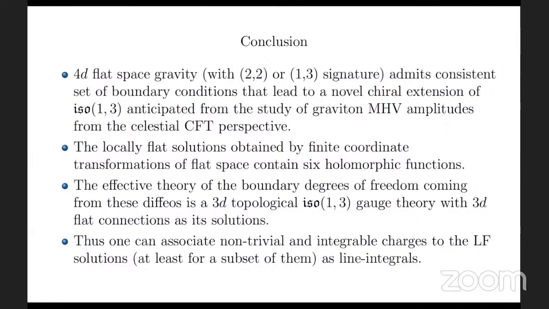Let me conclude. I have presented some results about how to give boundary conditions for 4-dimensional flat gravity, which produces a chiral current algebra, a symmetry algebra. The effective theory on the boundary degrees of freedom is actually a 3-dimensional topological theory. Unfortunately, the Killing form of this is such that the simple Chern-Simons theory doesn't work. There are some comments one can make.